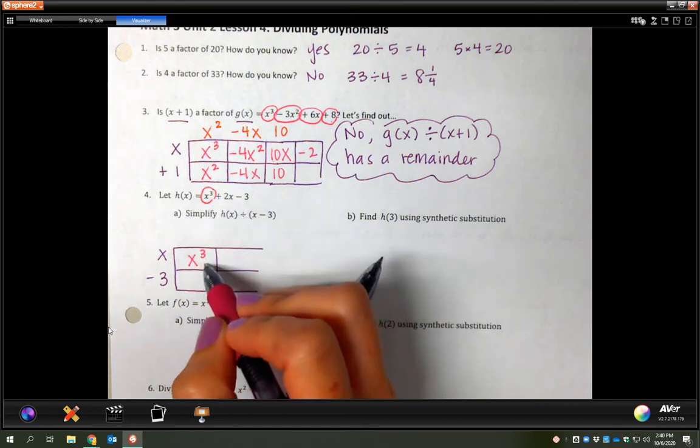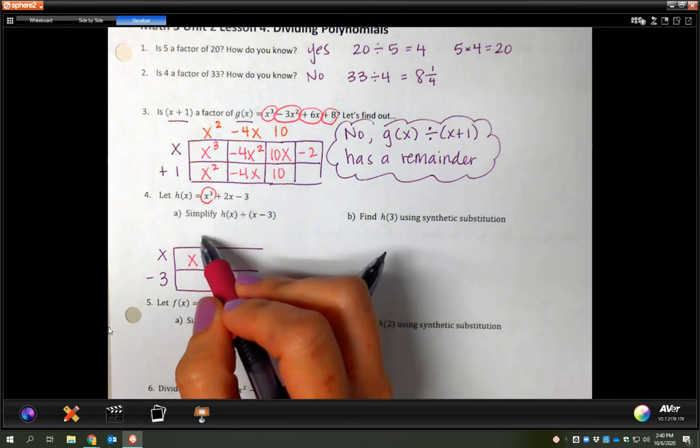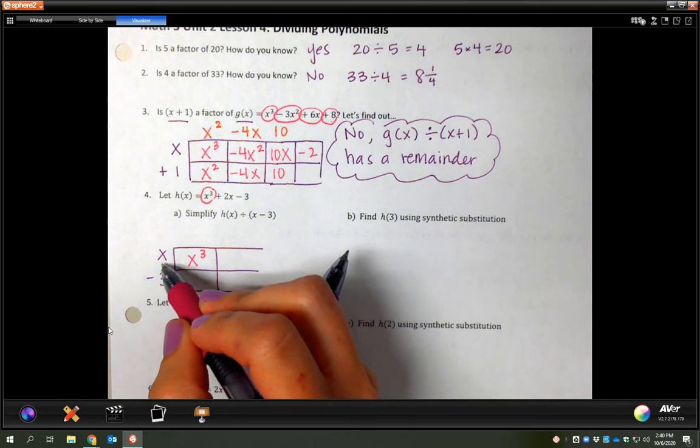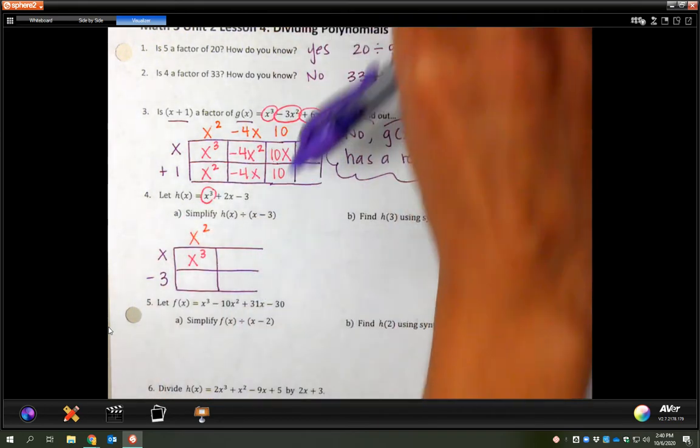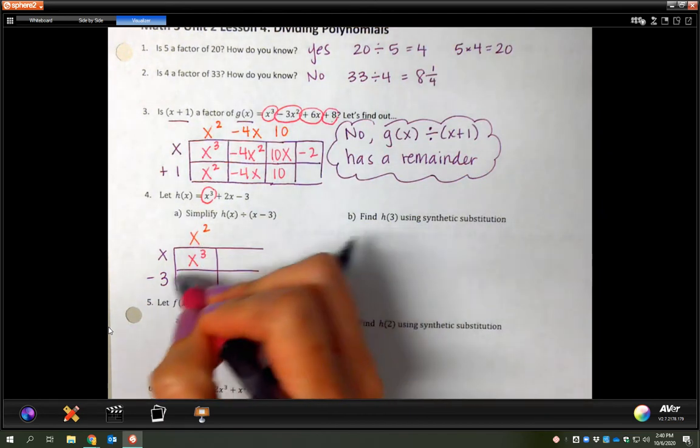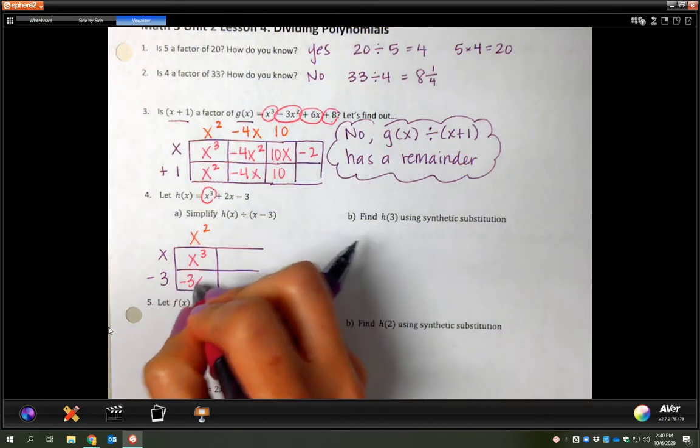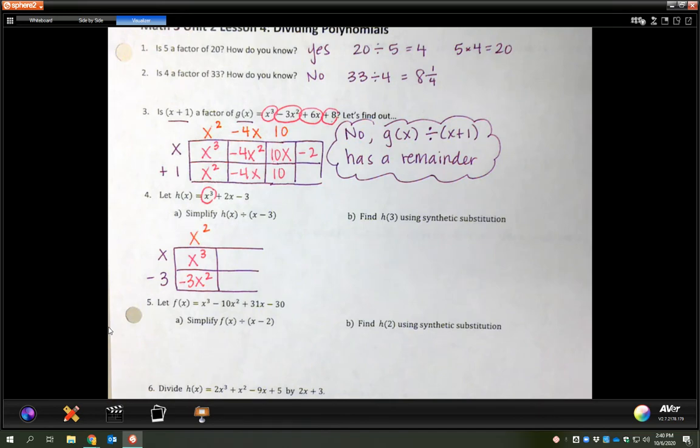So I put the first term in the first box, and I'm going to go to the top and figure out what you multiply to x to get x cubed. And that would be x squared. And then I can multiply x squared times negative 3 to get negative 3x squared.